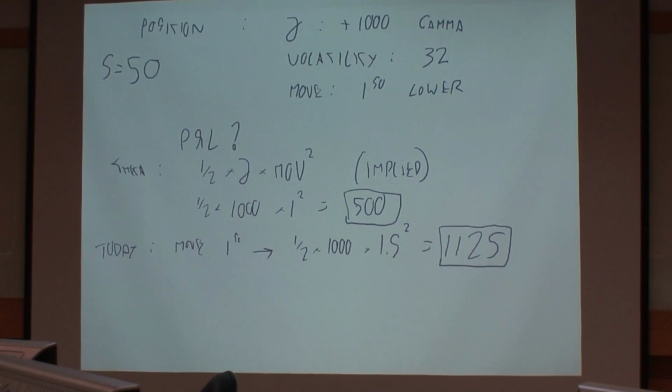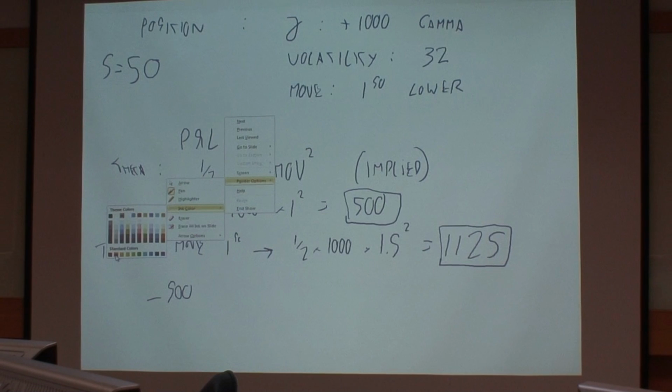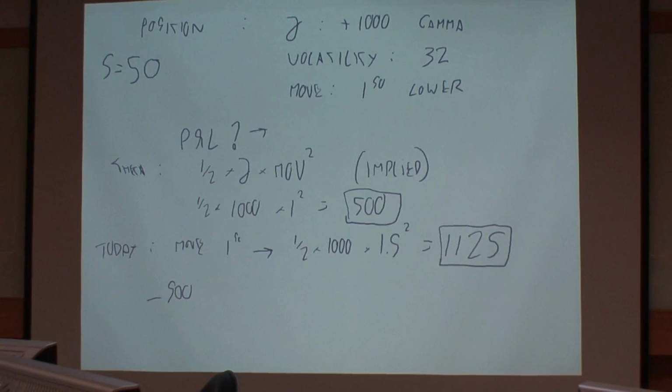So at the end of the day, how much do I earn? What's my P&L? My P&L on this day is I pay 500 in theta. I can do it up here, in a different color. Over here I pay 500 in theta, but I make 1,125 from the movement. So I have a plus of 625.